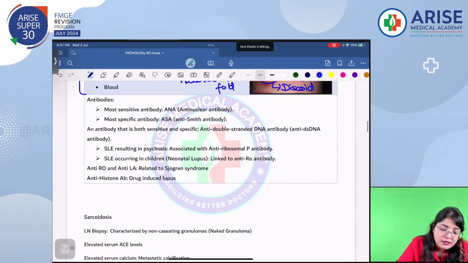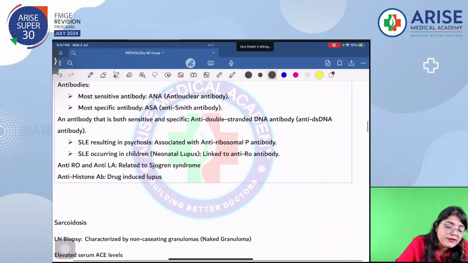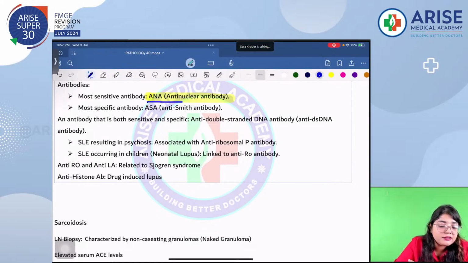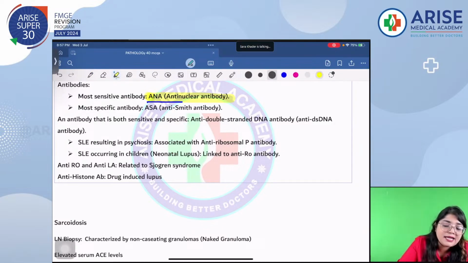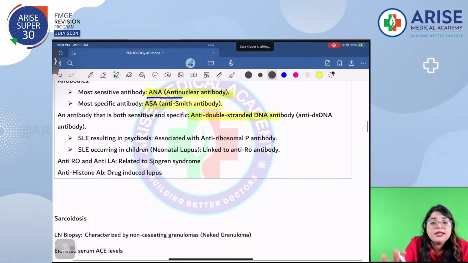Okay. What about the antibodies? Very important to remember. Anti-nuclear antibodies are the most sensitive antibodies, but as you can see, they're seen in scleroderma, or they are seen in Sjogren syndrome. So they are not specific to SLE. What is the most specific antibody? Anti-Smith antibody and anti-double-stranded DNA antibody. Both of them are specific for SLE.